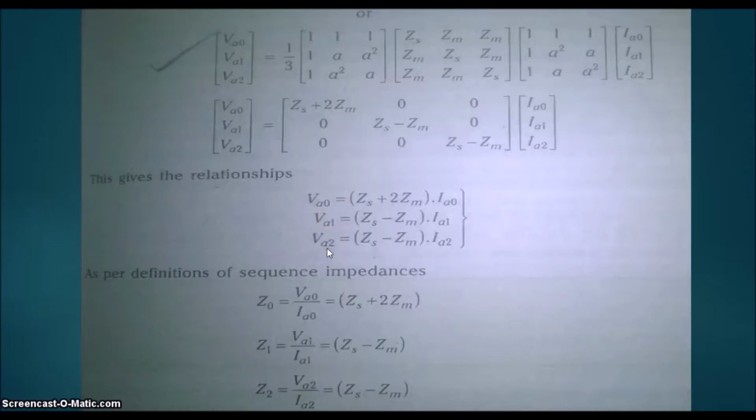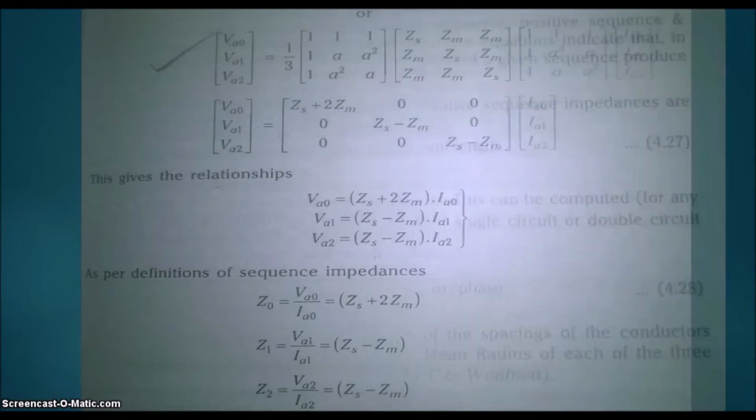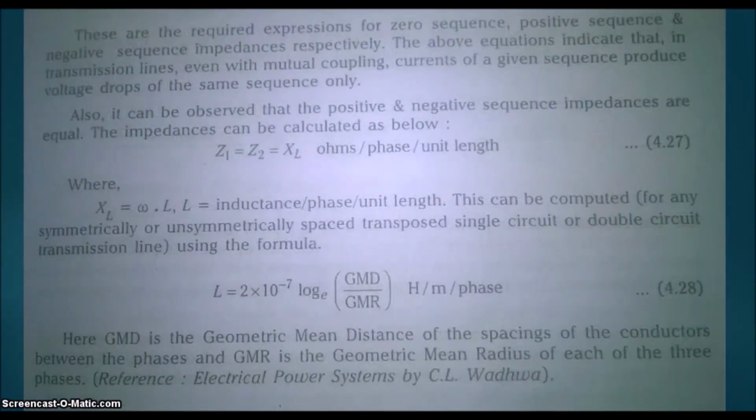From these relationships, we get the impedances Z0, Z1 and Z2, where Z0 is zero sequence impedance, Z1 is positive sequence impedance and Z2 is negative sequence impedance. The above equations also indicate that in transmission lines, even with the mutual coupling, currents of a given sequence produce voltage drops of the same sequence only.